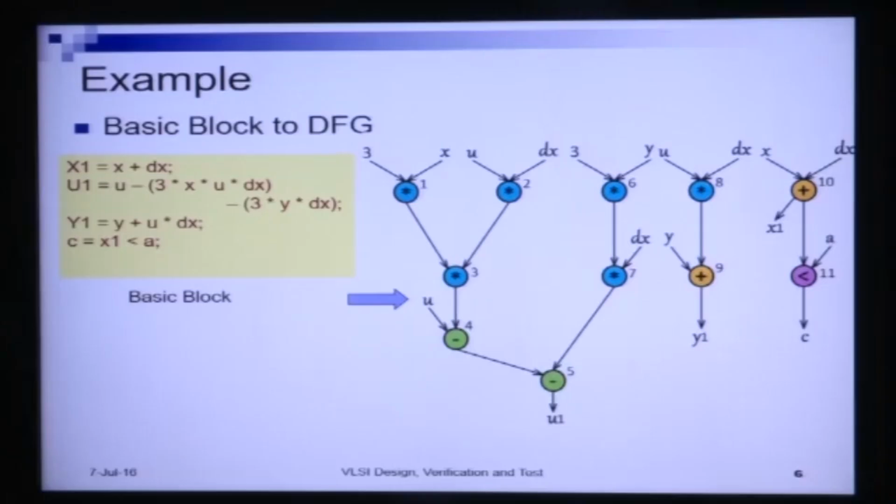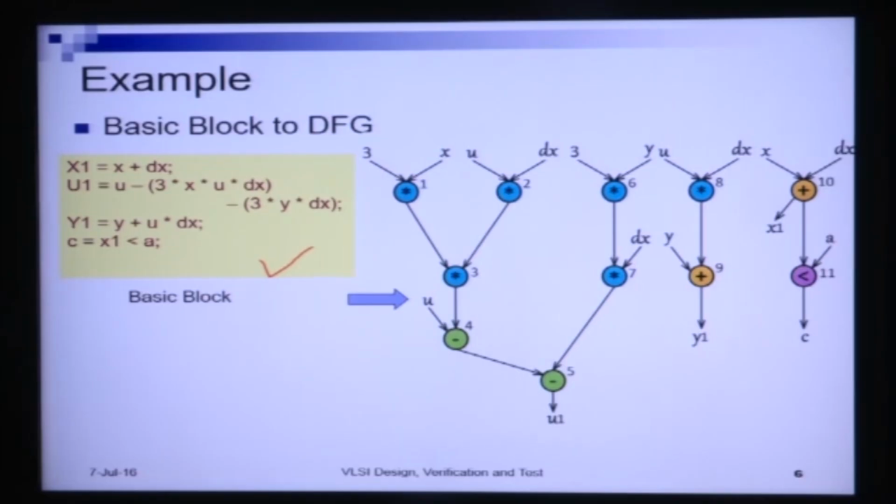So before going into the scheduling problem, we will take a general example. This running example we will be using throughout the topic of scheduling that we will be dealing with. So on the left of the screen we have a basic block. This can be assumed to be the hardware description in Verilog, a behavioral description of a basic block. So x1 equals x plus dx, u1 equals u minus 3 x u dx minus 3 y dx, y1 equals y plus u into dx, and the last one, c equals x less than a.